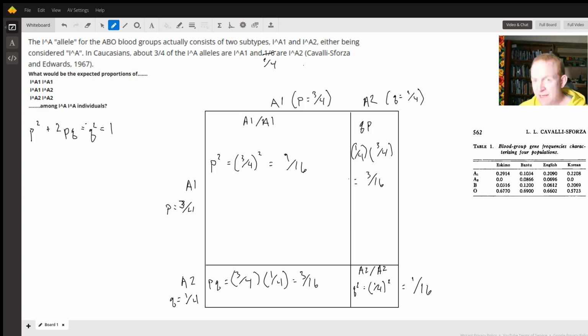And now we can check that. These three should add up to 1. So 9 + 1 = 10/16, + 3 + 3 = 16/16. So those are our genotype frequencies: the top one, A1, A1, is 9/16; A1, A2 heterozygotes, 2PQ, is 6/16; and A2, A2 is 1/16.